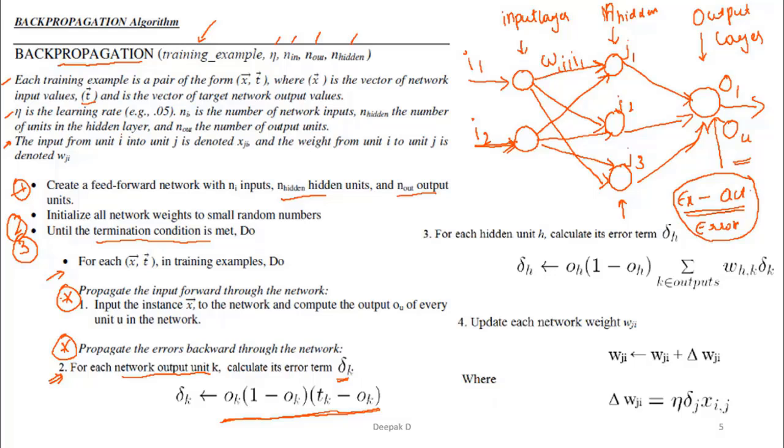Next, similarly, we have to identify the error term at the hidden unit. It is denoted as delta h, and for that unit, this is the formula to identify it. And here the weights need to be updated. How do you update the weights? The weights are updated with these formulas. So these are the steps of the backpropagation algorithm. Now we shall see in detail how it works with respect to the program.